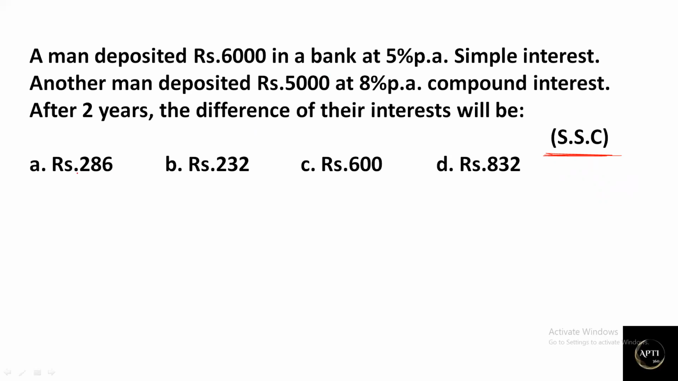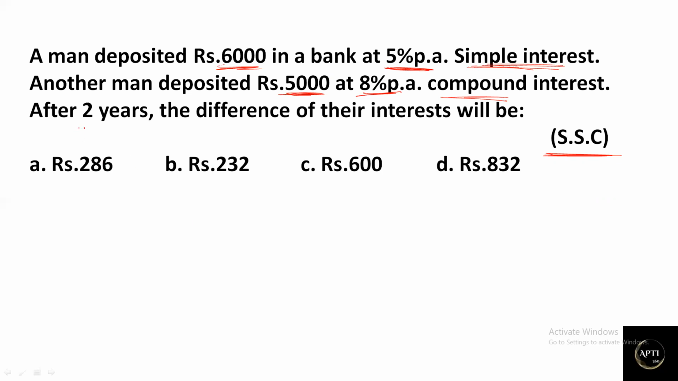Now here a man deposited 6,000 rupees at 5% per annum on simple interest. We know simple interest we can calculate within 10 seconds. Another person deposited 5,000 rupees at 8% per annum, where the interest rate changed, on compound interest. Here are two sets of questions, a combination of simple interest and compound interest.